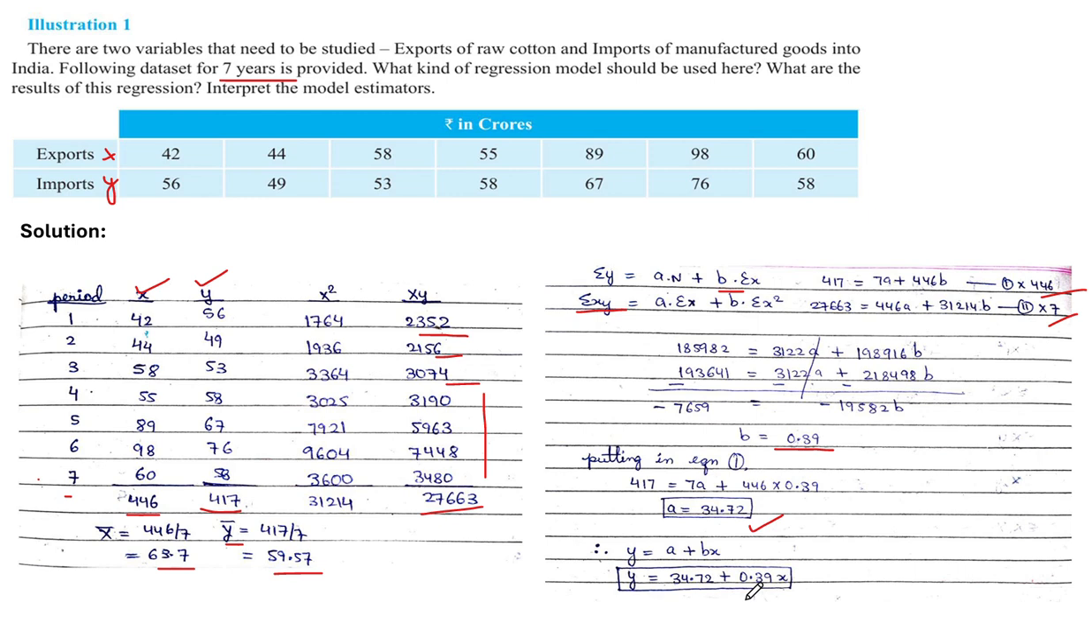Before we end, some quick exam tips. Always write the formula properly, make the table neatly, don't skip the steps, show working clearly. Even if the answer is wrong, steps are given marks. So today we understood what is business forecasting, what is regression analysis, types of regression and how to solve a practical question step by step.